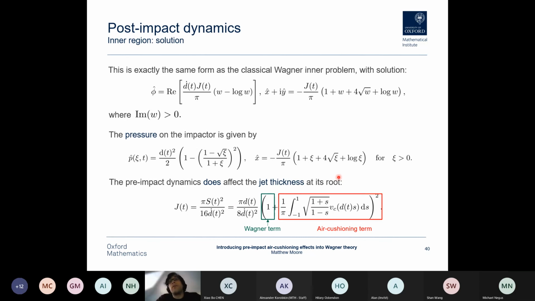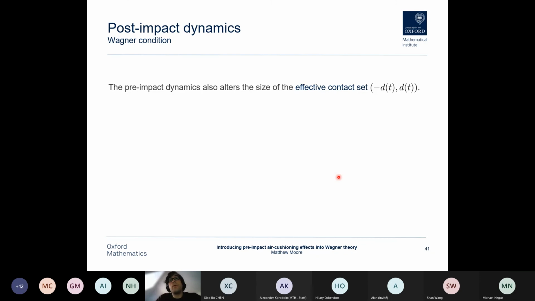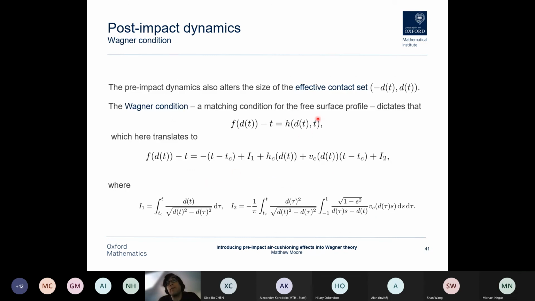So what we want to do is use this solution to find what d is, so we can investigate what J of t does and what the impact force does. To find the size of the effective contact set, you essentially have to match between this inner solution and the outer solution, and that leads to the Wagner condition. So this is the Wagner condition here. What this basically says is that if you look on the scale of the outer region, so there are no hats on these variables, on that scale, the free surface has to rise to meet the body at this point d of t. So this is the impacting body, and the free surface has to meet it there, which makes intuitive sense and can be interpreted in terms of conservation of mass ideas as well.